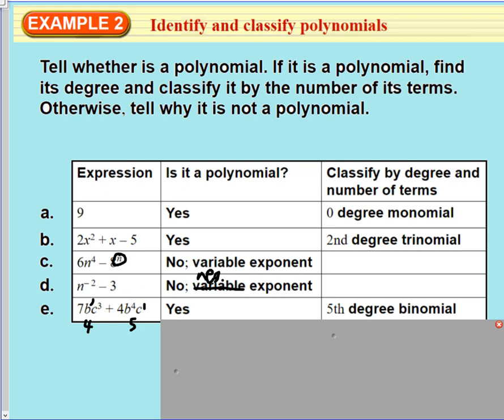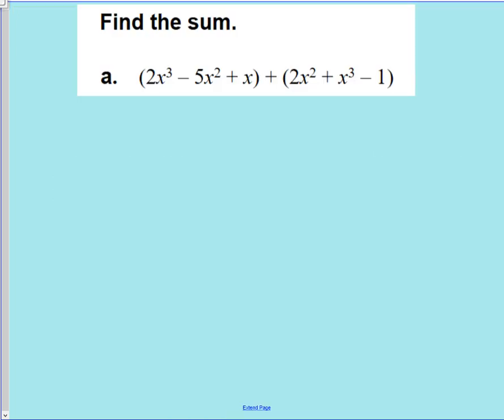Okay. All right, now the main part of our lesson today is going to be knowing how to add and subtract these lovely things. So I'm going to start with this example right here. We've got 2x cubed minus 5x squared plus x plus, in parentheses, 2x squared plus x cubed minus 1. Okay? Immediately you should notice something. This guy is not written in correct form because x cubed should probably be out front.